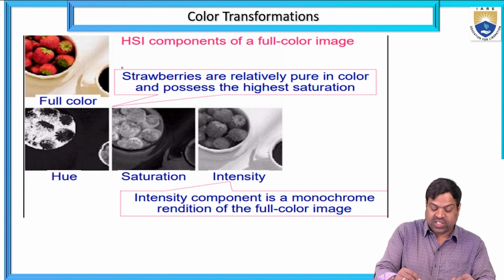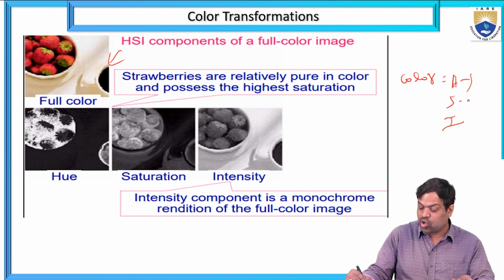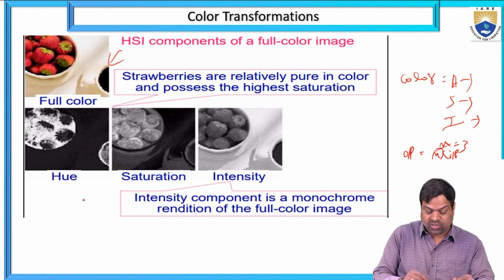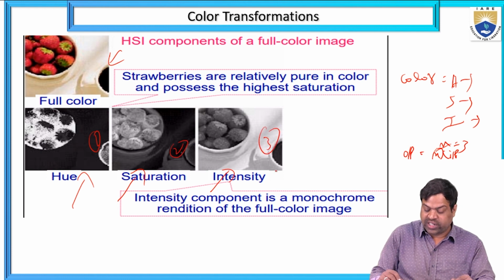Here another one is HSI. What is the input? A color image is the input. But what is the output here? Hue, saturation and intensity. How many are there? 3. So n equal to 3. So output equal to n of input. So n equal to 3 values: hue, saturation and intensity. First image is hue, then saturation and intensity.